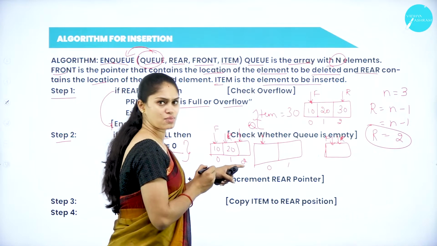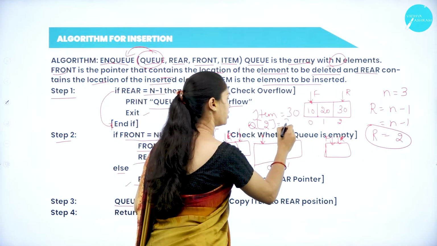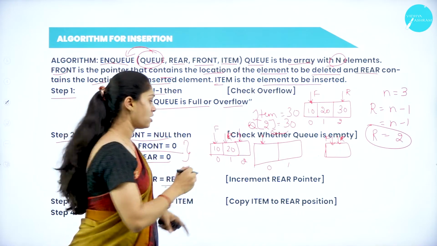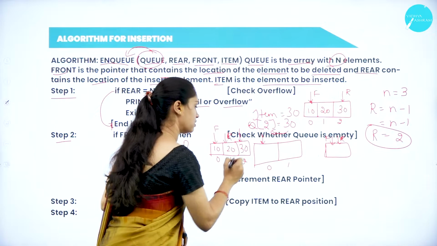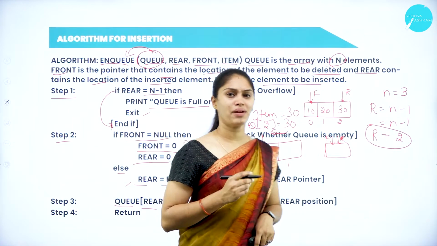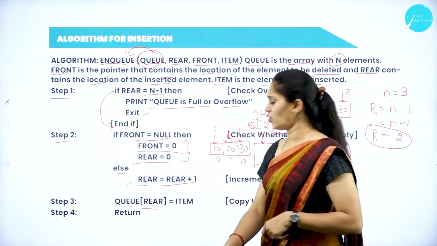That is pointing to this position. So it becomes what? Queue of 2. So queue of 2 is equal to 30. That means 30 is going to be copied to the second location. So now it becomes 30. That means we have added a new element into the queue by incrementing the rear pointer.